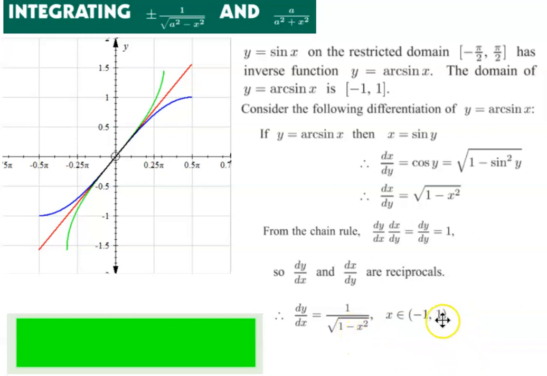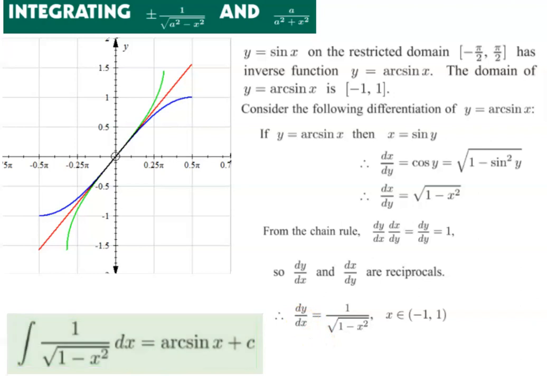Once again, our domain is between -1 and +1. Now, if that's what dy by dx equals, and you were to integrate that expression, then you get the original y expression, which is arc sine of x. So that leads us to the integral of 1 on root 1 take x squared is the arc sine of x plus c.